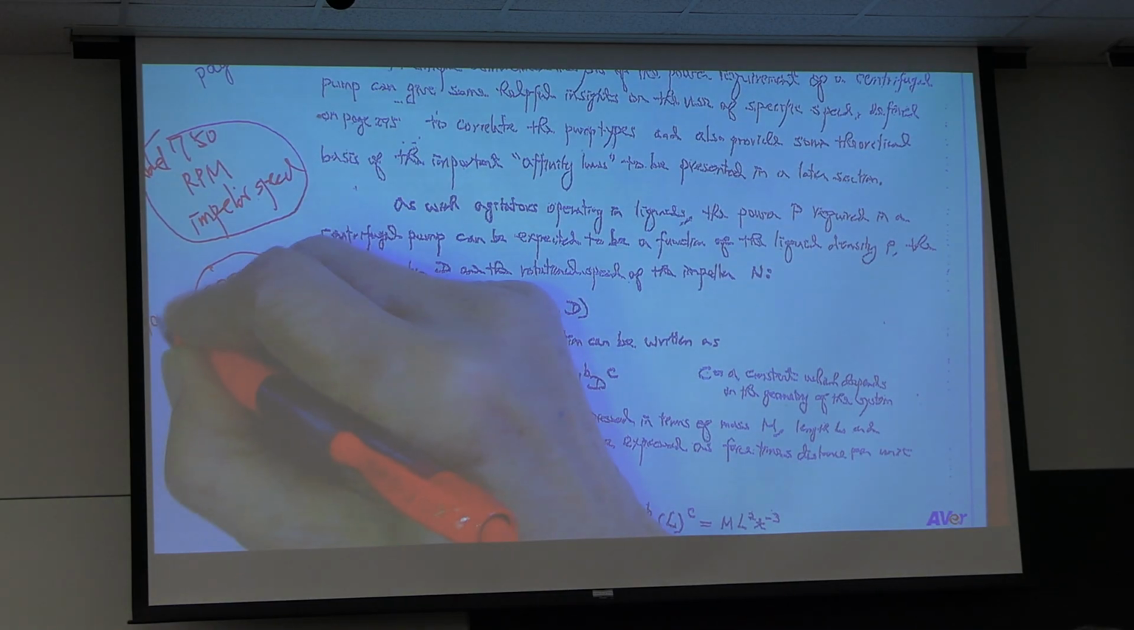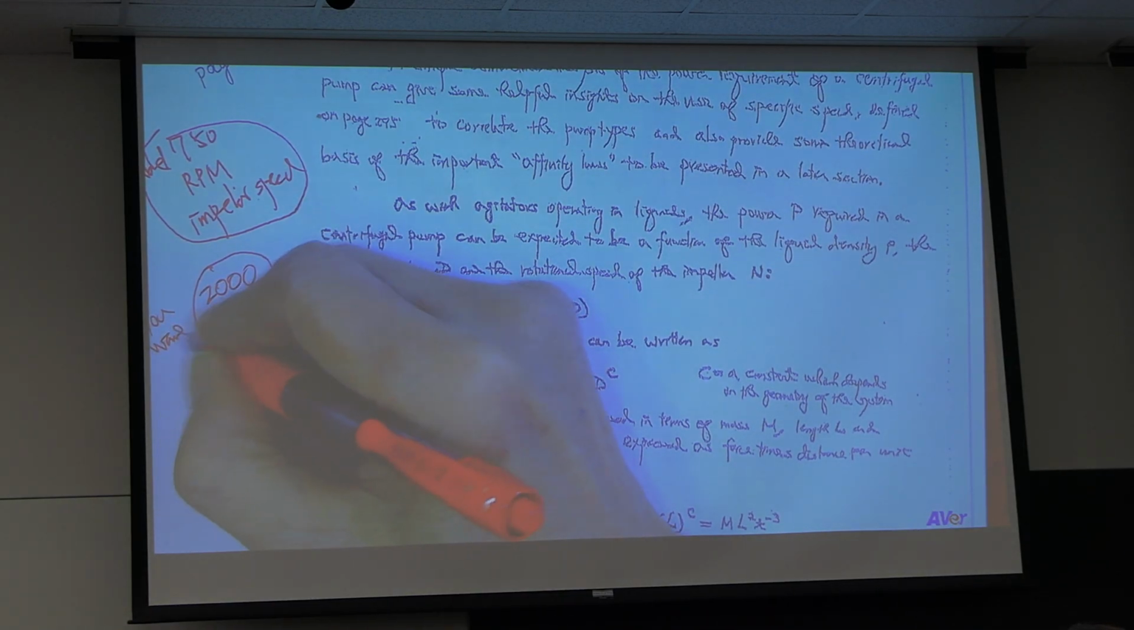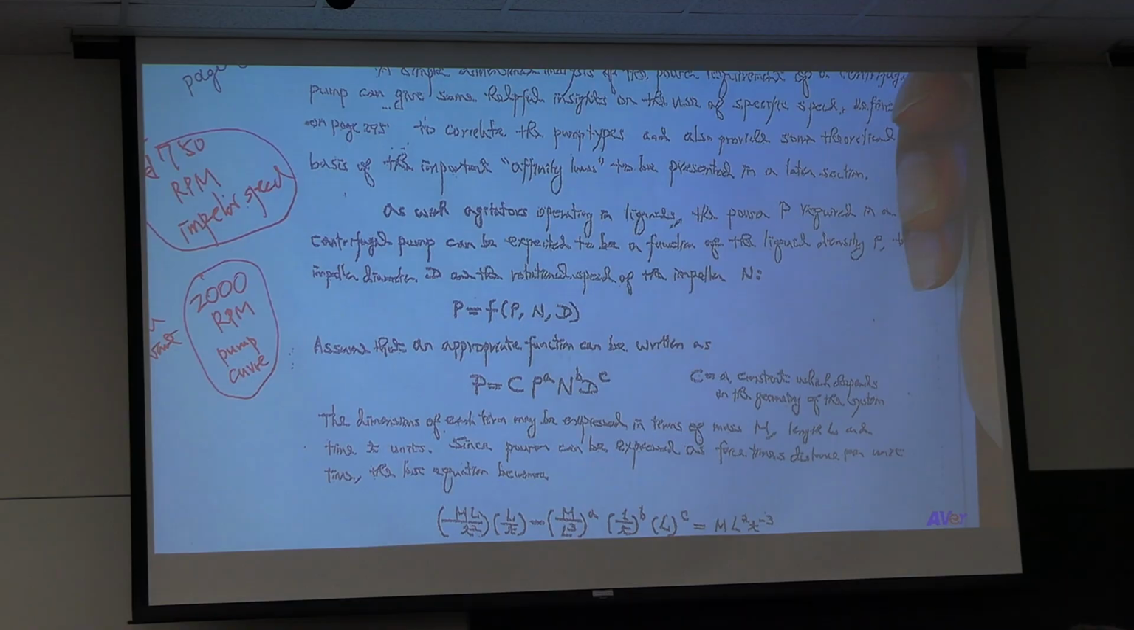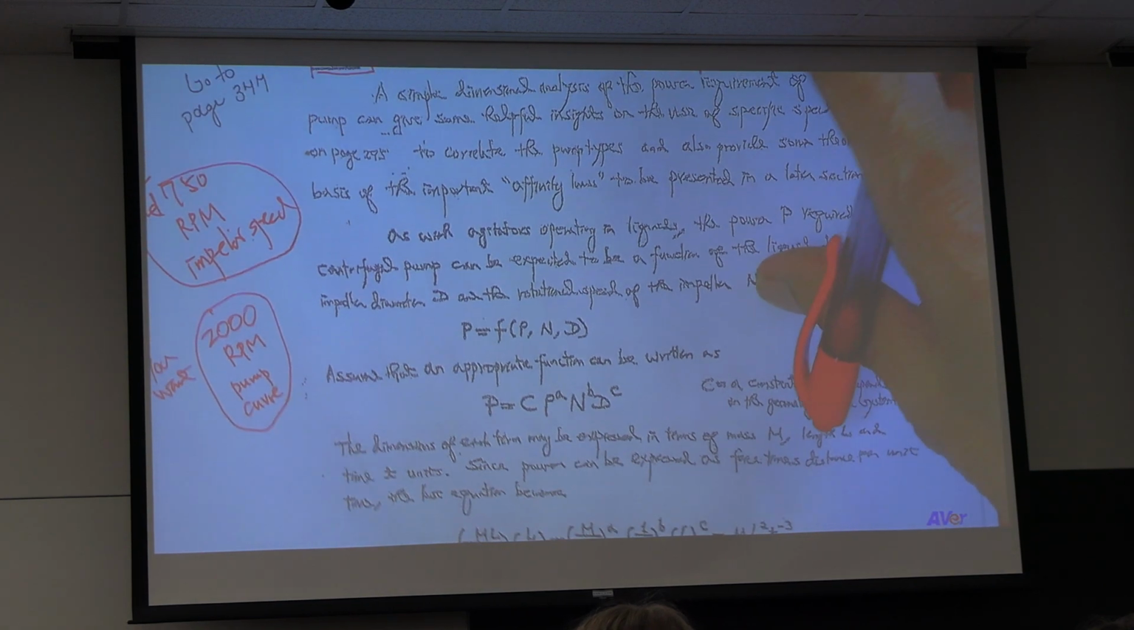You want, this is available. You want it at 2,000 RPM. You will say, can you create your own pump curve? Do you know affinity law? Okay, go to page 347, give you one example.